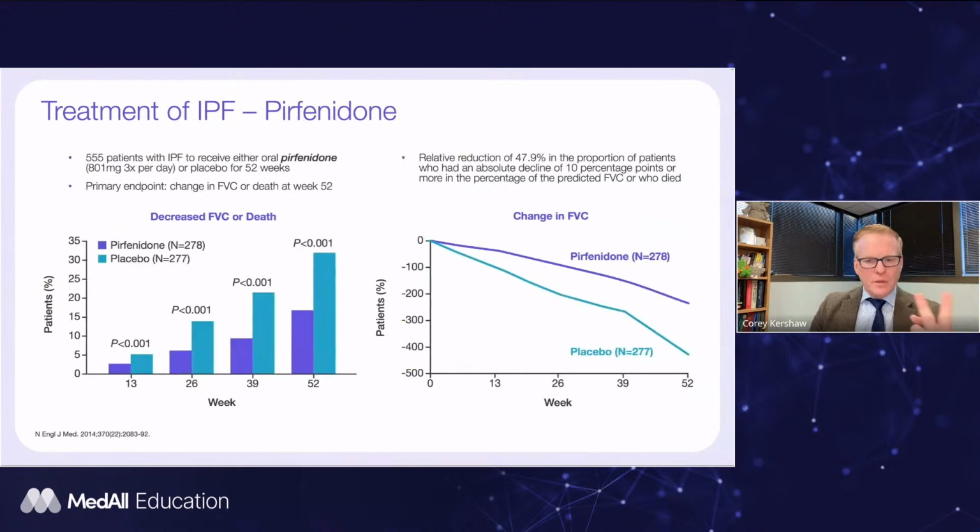So pirfenidone, the second of the 3 FDA-approved medications, was studied and published in 2014. 555 patients with IPF were randomized to either oral pirfenidone or placebo for 1 year.